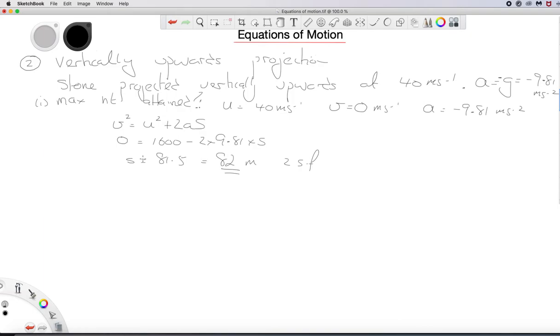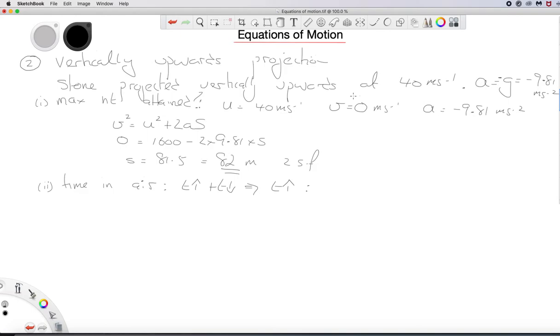How about we find out how long it takes to come back? Let's call that time in the air. Well, that's going to be the time to go up plus the time to go down, isn't it? So the time to go up, what's that going to be? Well, we know we have initial velocity of 40 meters per second, acceleration minus 9.81. We know the velocity will be zero at the top.